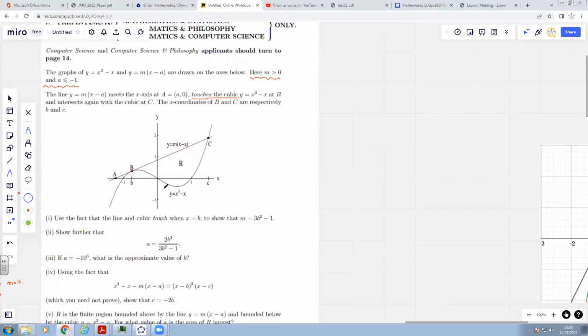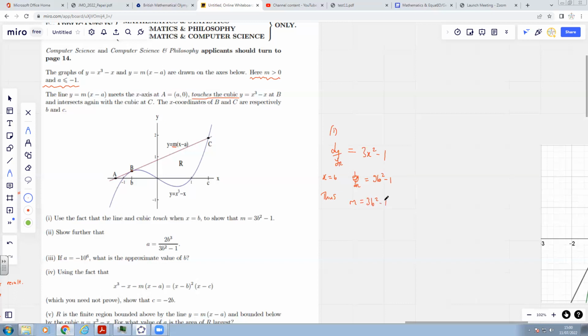If I want to find what the gradient is here, well, the gradient of the tangent and the gradient of the line should have exactly the same value. Now, the tangent to the curve's gradient can be found by differentiating. So I'm just going to go dy by dx is 3x squared minus 1. We obviously know that at the point we're interested in, x equals b, and so dy by dx is 3b squared minus 1. But this, of course, is the gradient of the line. Thus, m equals 3b squared minus 1.